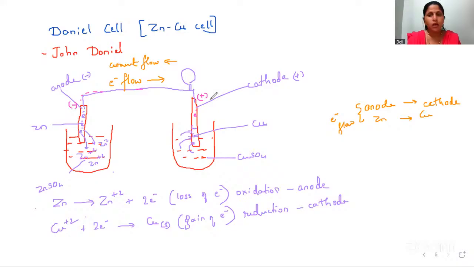When there is flow of electrons, electricity will be generated. And when electricity is generated, the electric current flows in the direction opposite to the electron flow. So the current direction is from cathode to anode. And what is the evidence for it? What is the evidence that current is flowing?